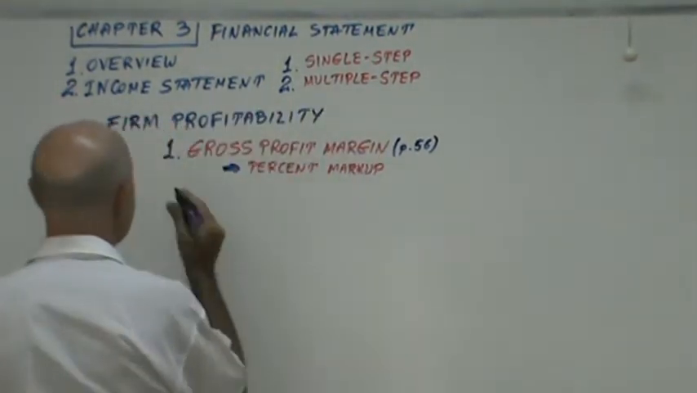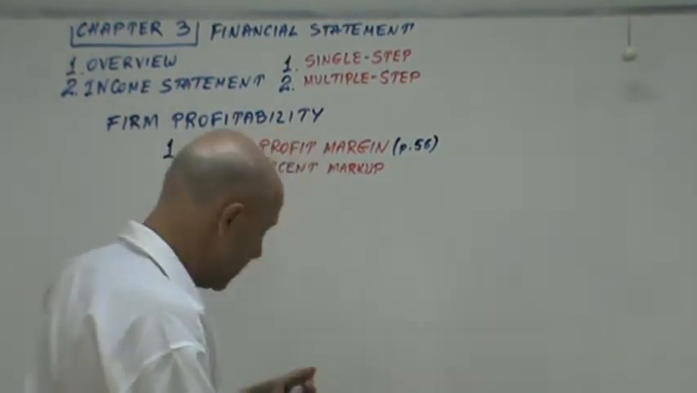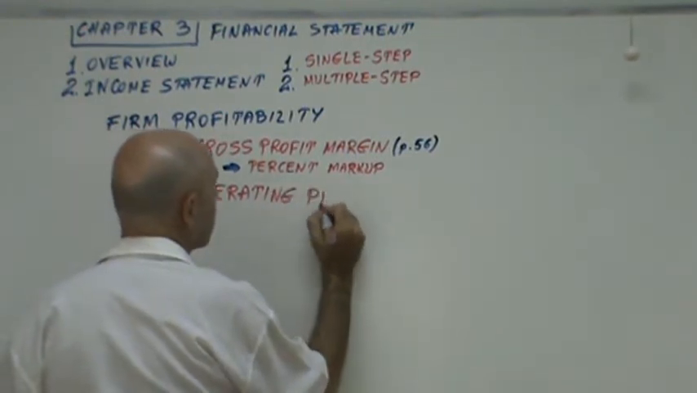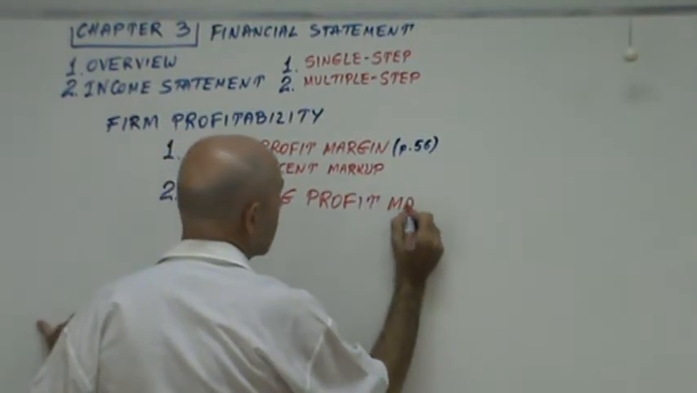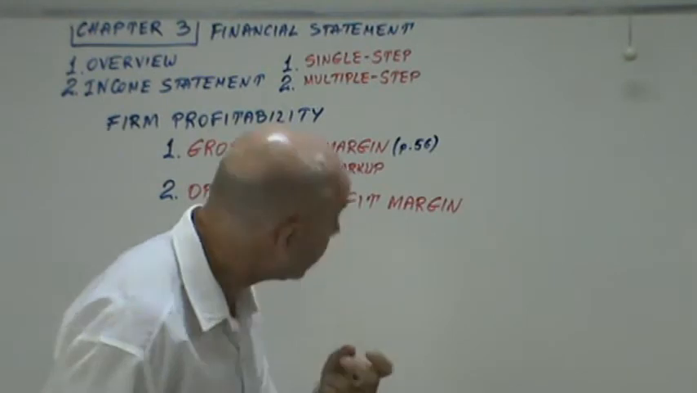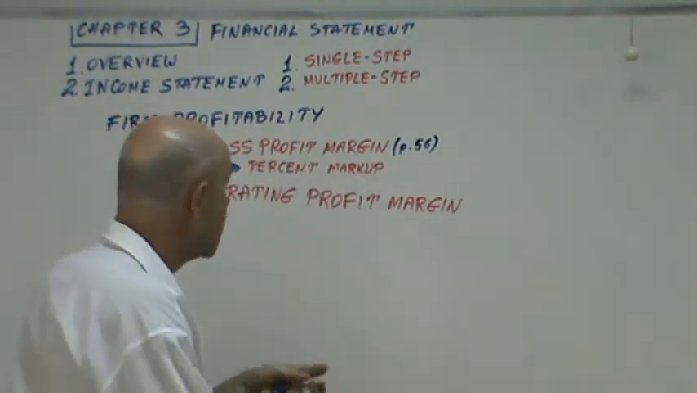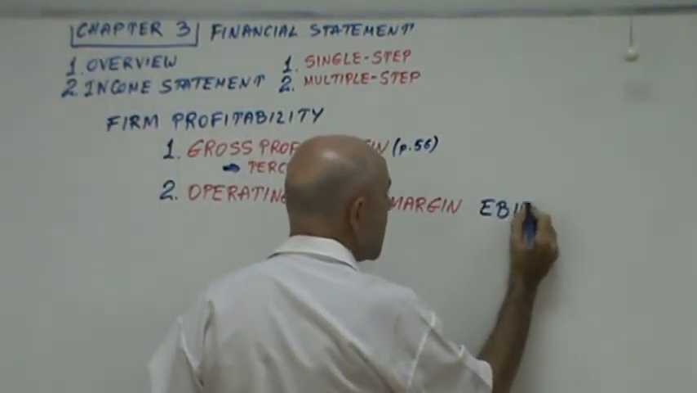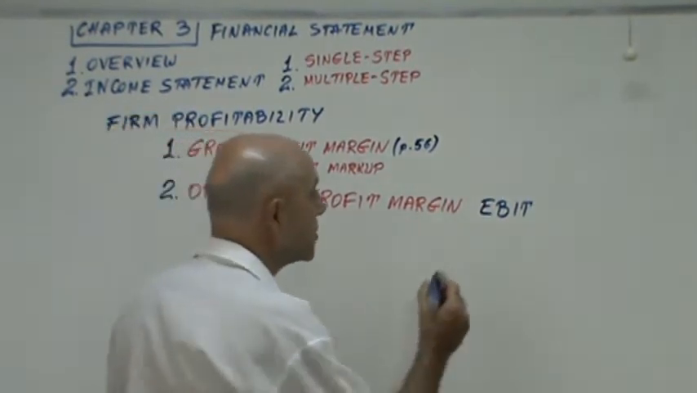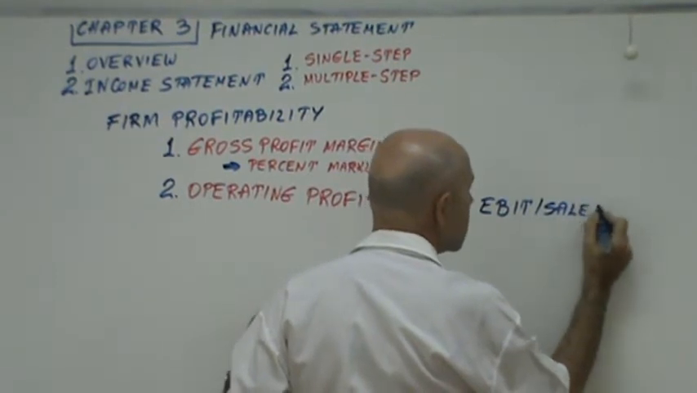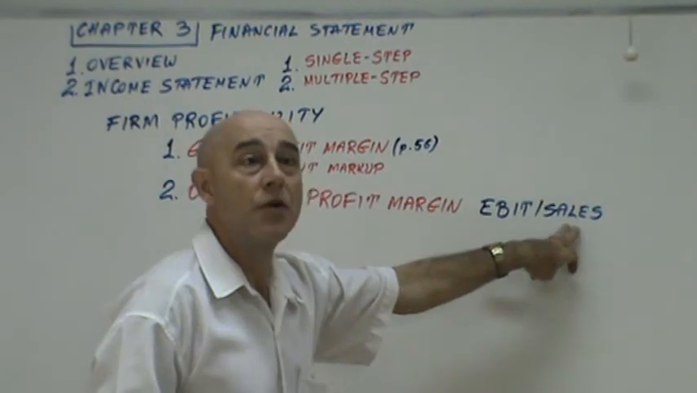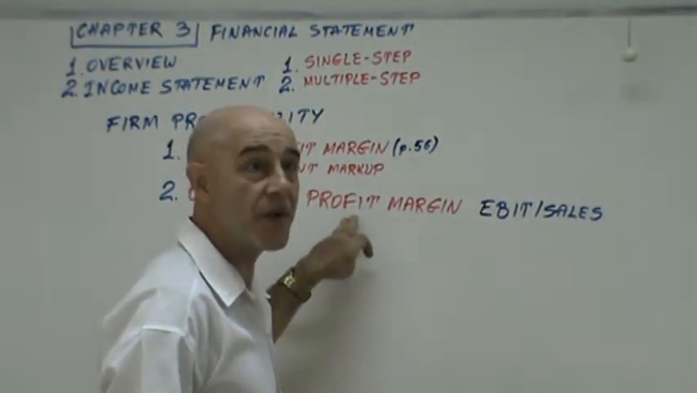Number two is operating profit margin. And this is simply your operating profit. The operating profit, one of the measures is EBIT. This is earnings before interest and taxes. And if it's a margin, it's a ratio, you divide by sales. All right, so that's another one. How much profit, meaning operating profit, you make out of sales.